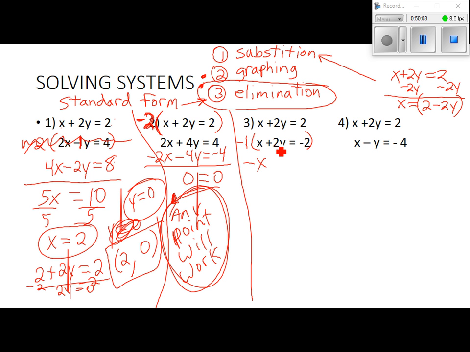Negative 1 times 2y. Negative 2y. Negative 1 times negative 2 equals 2. This equation's sort of gone now. We add those straight down, what do we come up with? 0 equals 4. Everybody agree with Kellen on that? So they don't intersect, so they're parallel. What's that telling us about those two? They're parallel. They never intersect.